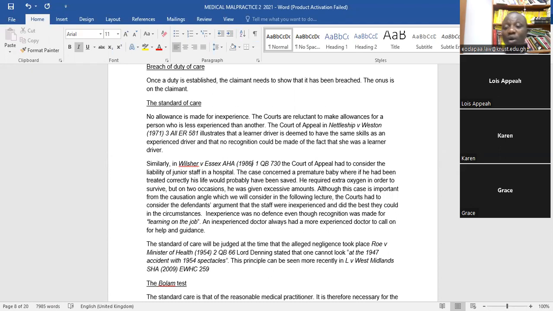But the Court of Appeal said that inexperience was no defense, right? Yes, it is possible that you can learn on the job, but it was no defense to say that they were inexperienced, and for that matter, they should be exculpated from liability. If you have an inexperienced doctor who is still undergoing training, he must always be in a team of experienced doctors. You don't leave the doctor on his own.